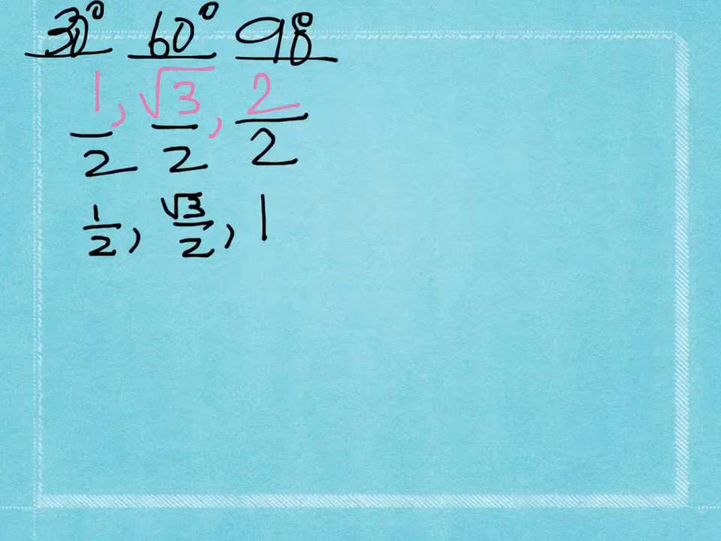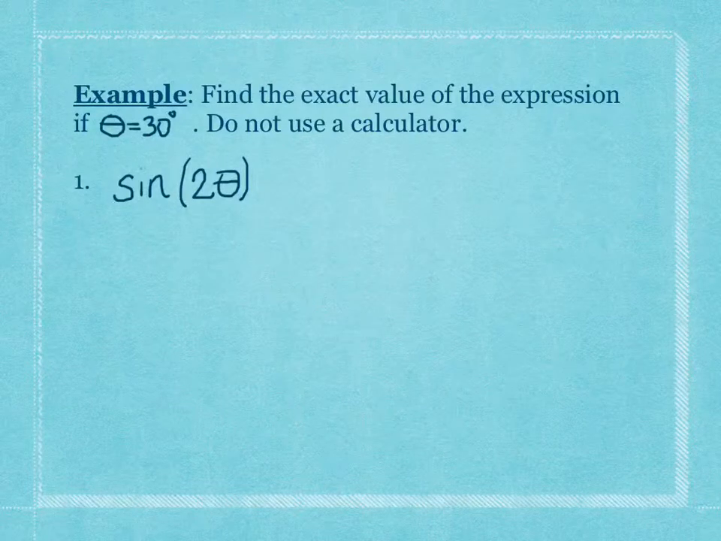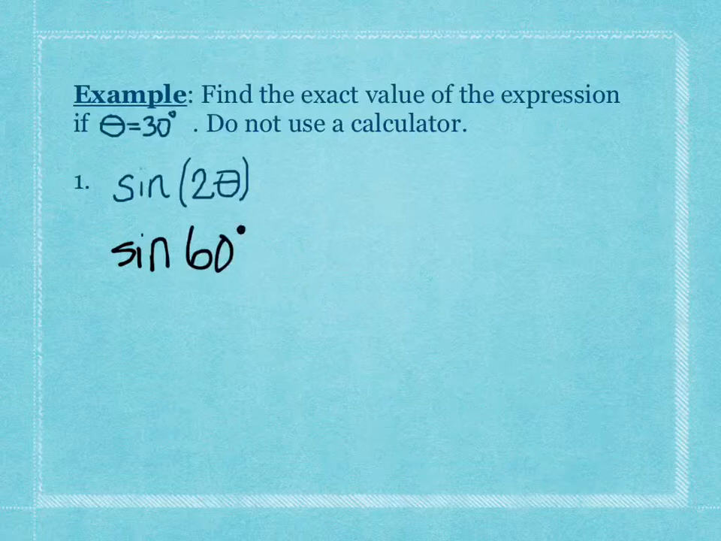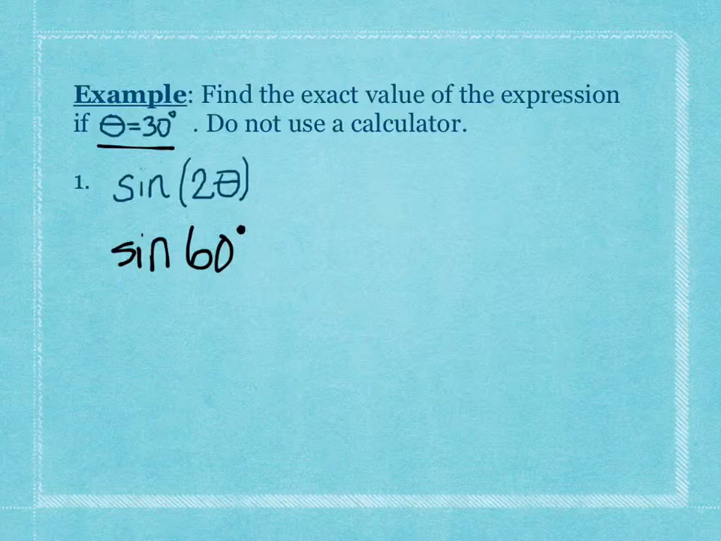Okay, so we're into an example now, and we actually have this problem, sine of 2 theta, and we're told that theta is 30 degrees. So the first thing we're going to do is rewrite this as sine of what? Sine of 60 degrees. Because it says 2 theta and theta is 30. Are you with me? Okay, great. So we have sine of 60 degrees.